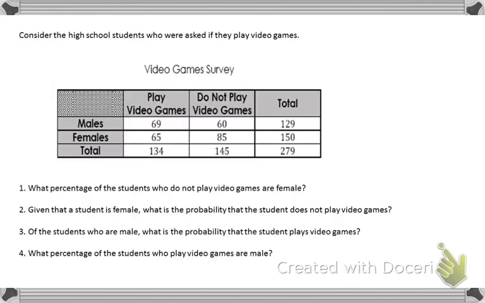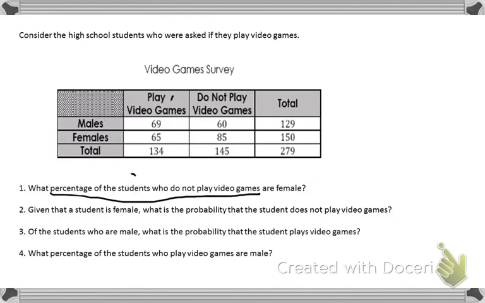Okay, so when you are doing conditional relative frequencies, there is going to be a condition that is given. It's not going to be out of the total or out of all the students surveyed. So this is a high school talking about video games. We have males and females who either play or don't play video games. They've already given us our margins and joint frequencies. So question number 1, what is the percent of students who do not play video games?